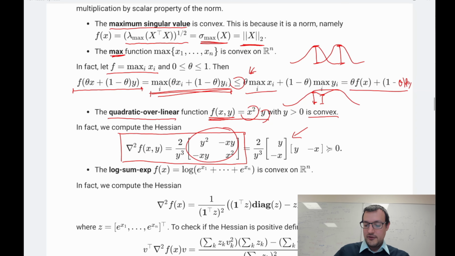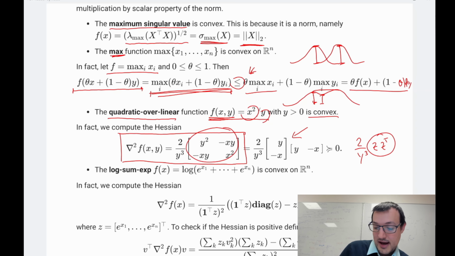This is essentially a form of the type 2 over y cubed times z z transpose, and this is always a positive semi-definite matrix. Of course, I skipped something: this is true as long as y is positive. Because for this to be positive semi-definite, we need this y cubed to be positive.